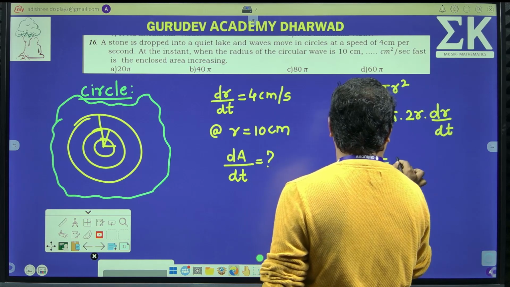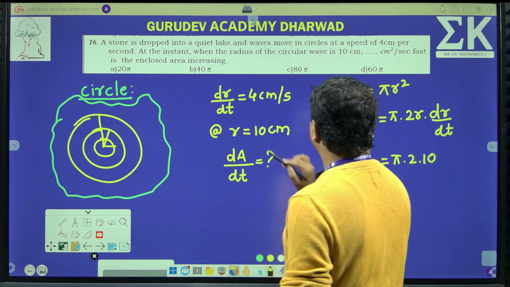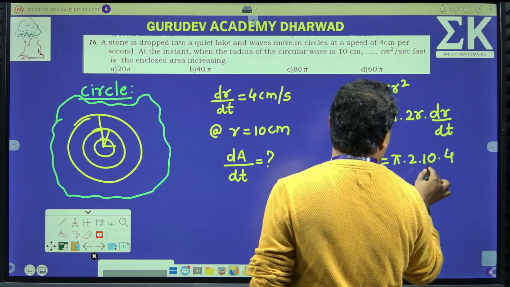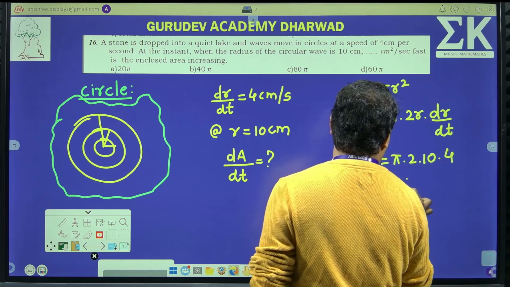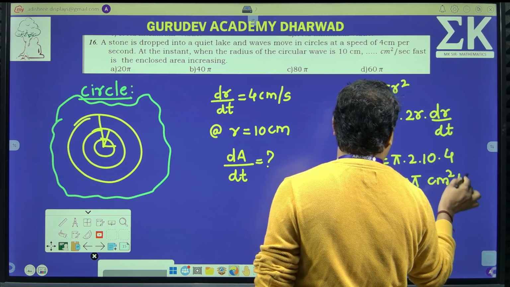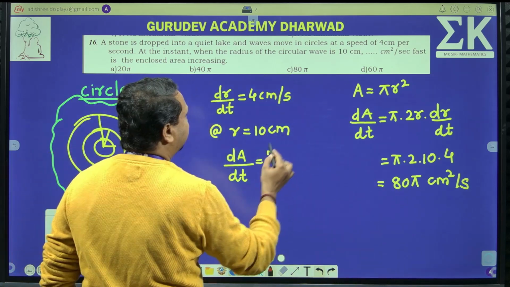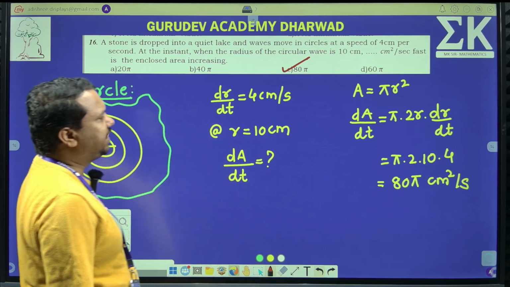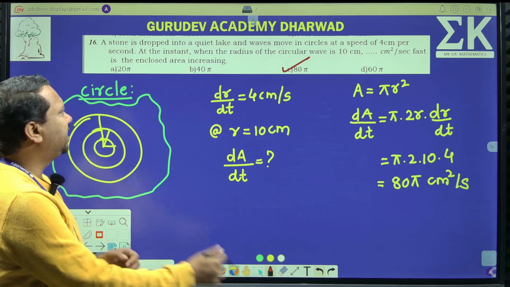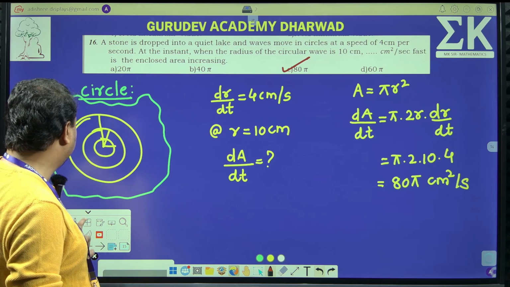Substitute the values: pi as it is, 2 as it is, r value is 10, dr by dt is 4. That gives 80 pi. 80 pi centimeter square per second. So what should be the answer in this case? 80 pi centimeter square per second. Clear? This is absolutely from the NCERT exercise question, isn't it? Let's go for the next one.